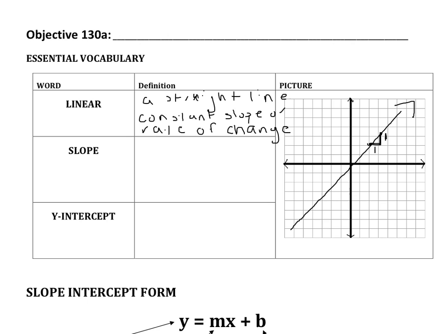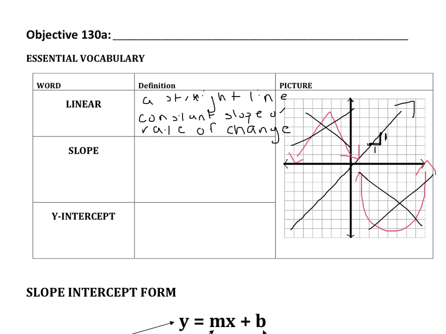Just to give you a couple of quick examples of things that are not linear lines, something like this. This is actually a quadratic, right? This could be considered not a linear line because it's not a straight line with a constant rate of change. Something like this, okay, this is actually an absolute value equation. This is also not a linear line because it does not have a constant rate of change.